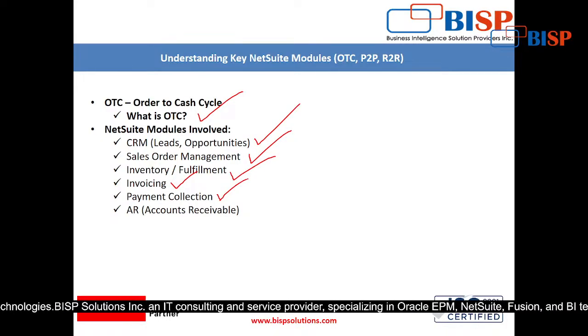Payment collection means that in one master data, definitely the credit card details or the cash-related bank account details, everything is stored in a record in the customer data itself. So that data is pulled here at the time of accepting the payment. Then accounts receivable. These are the accounts which are created in the chart of accounts, right? So these are the processes.